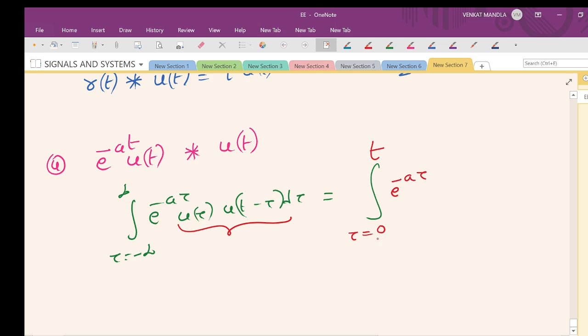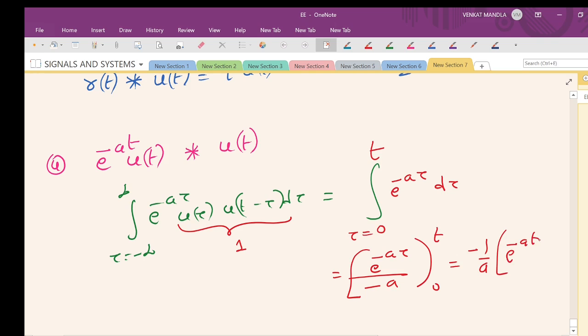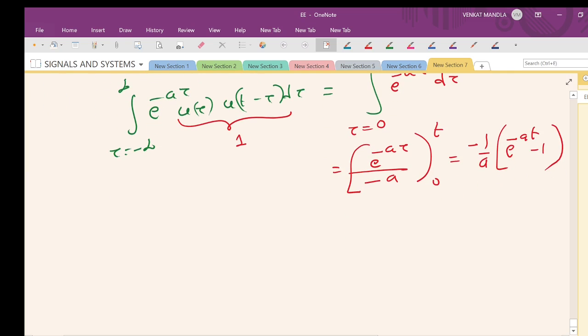So in the limits tau equal to 0 to t, we have this value is 1. So e power minus a tau into 1 d tau. E power minus a tau by minus a, limits are 0 to t, minus 1 by a into e power minus at minus 1. But the t limits are always t greater than or equal to 0. So only positive side, we want to represent the positive side of the signal, 1 by a into 1 minus e power minus at with u of t.